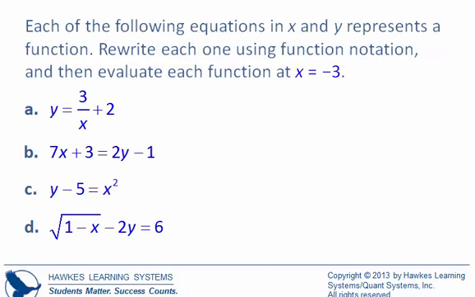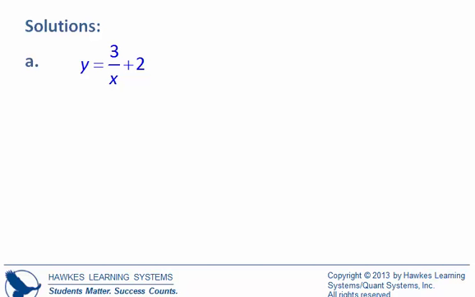So our first example asks us to take each of the following equations, which represents a function, and rewrite each one using function notation, and then evaluate the function at x is equal to 3. So writing it with function notation simply means that you're going to solve for y, if that's not already done, and then you are going to replace the y with an f of x.